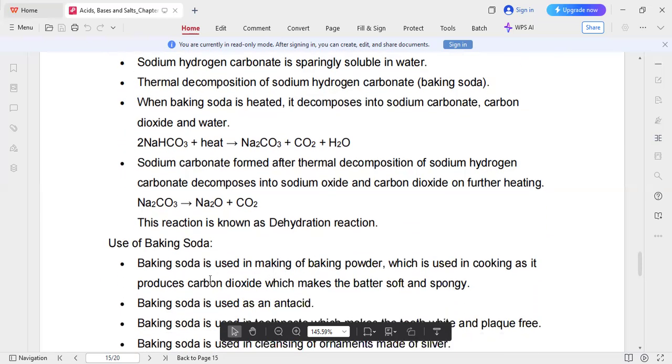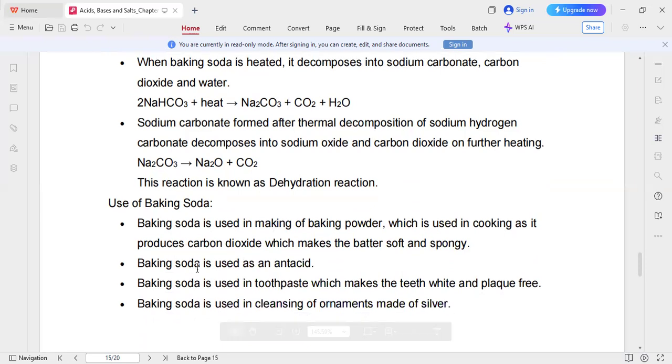Is it clear? Next, let's talk about the uses of baking soda, children. There are 4 uses you can see. First one, baking soda is used in making baking powder, which is used in cooking as it produces carbon dioxide, which makes the batter soft and spongy. So generally it is used in bakeries to make fluffy cakes. Next, baking soda is used as an antacid. Antacids are the medicines which are used to remove acidity. Next, baking soda is used in toothpaste, which makes the teeth white and plaque free.